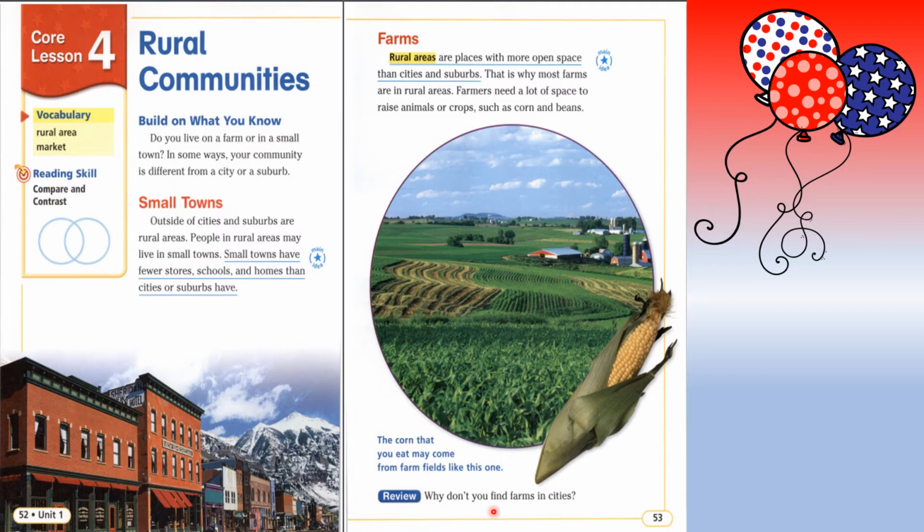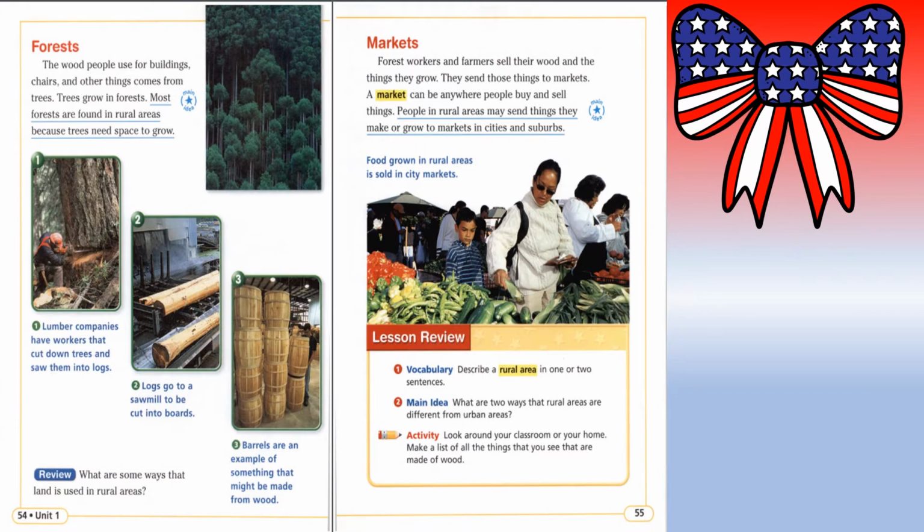Why don't you find farms in the cities? Well, in the cities, there's lots of concrete and big, tall buildings. In the farms, in the rural areas, you find farms. Forests. The wood people use for building chairs and other things come from trees. Trees grow in the forest. Most forests are found in rural areas because trees need space to grow.